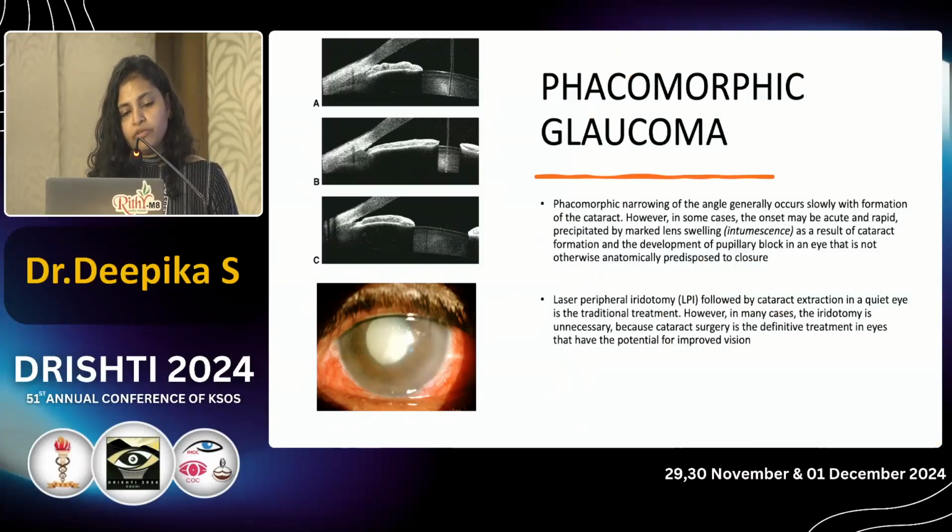Coming to phacomorphic glaucoma, normally there is a phacomorphic narrowing of the angle, which generally occurs slowly with the formation of cataract. However, in some acute cases, at the incipient stage of the cataract where the lens is swollen, the iris comes in touch with the lens capsule more easily and causes a sudden pupillary block. In an eye which is not anatomically predisposed, this can happen, and sudden iris bombe and angle closure can occur.